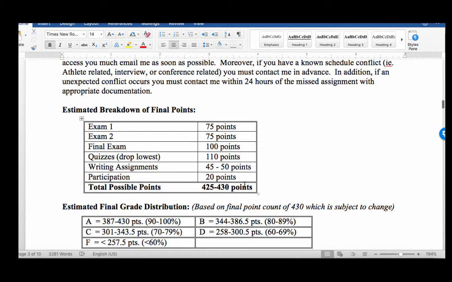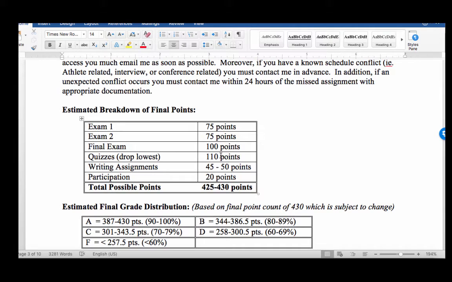Here's the basic breakdown of points, and this is an estimated breakdown. This past semester, when I taught the class, one of the exams was actually worth 78 points, 76 points, 102 points, so the points crept up just a little bit. But in general, exam 1 is about 75 points, exam 2 is 75 points, the final exam is 100 points.